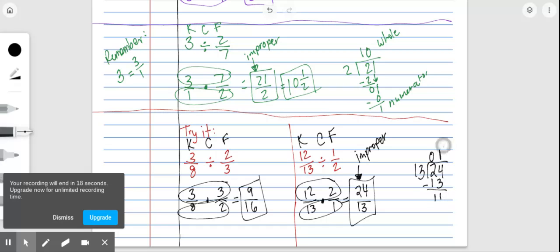So this is the whole number, and this is the numerator. So this is the same as 1 and 11/13. Both of these answers are perfectly fine. If you kept it as an improper fraction, that's great too. Awesome job.